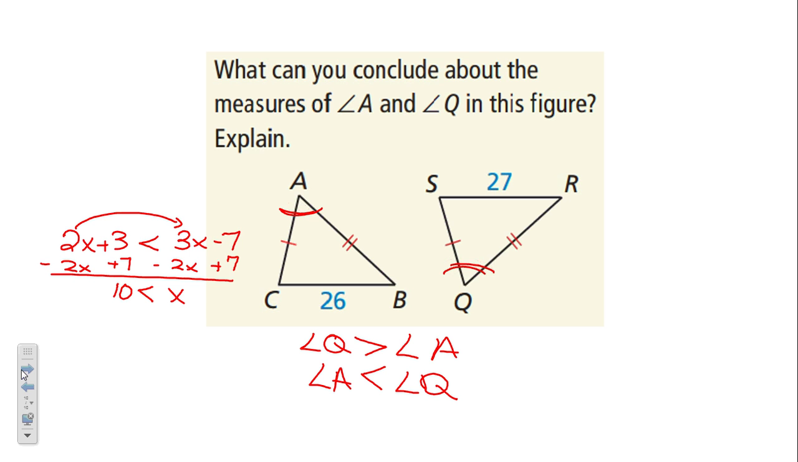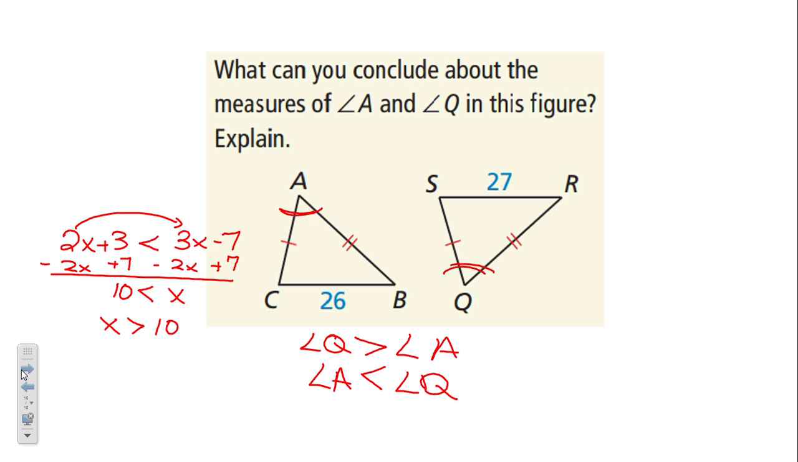If it feels better for you to put the x on the other side, you have to make sure that the Pac-Man's mouth is still opening in that same direction. It wants to eat the x, right? Because the x was bigger. So x is greater than 10. I took 2x away from both sides, and I added 7 to both sides.